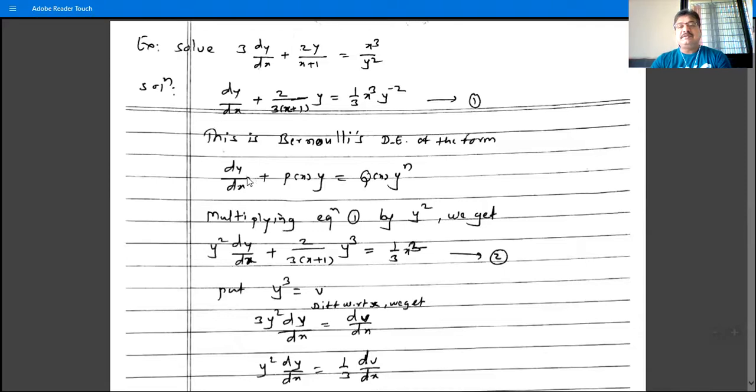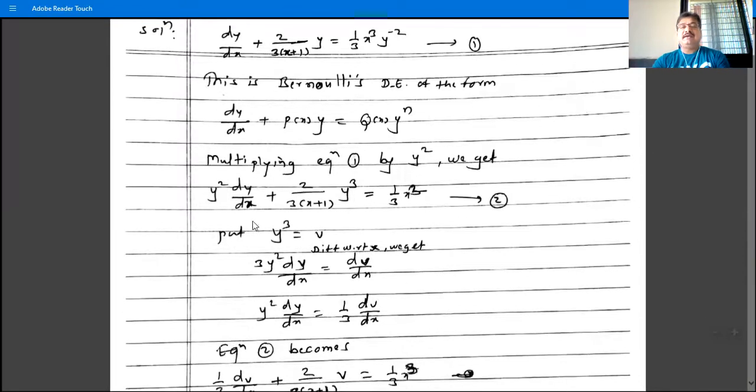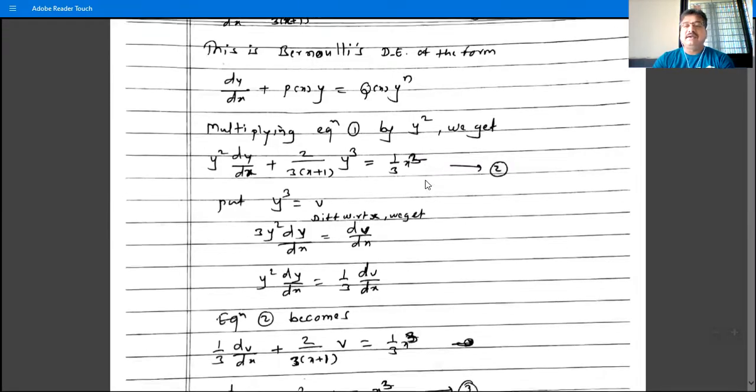So in general, if this is a Bernoulli's differential equation, then in order to solve it, the first step is dividing throughout by yⁿ, or multiplying by y^(-n). For this example, dividing by y^(-2) throughout means multiplying by y². We get y² dy/dx + (2/(3(x+1)))y³ = (1/3)x³ y^(-2)·y², and the multiplication is y⁰, that is 1.